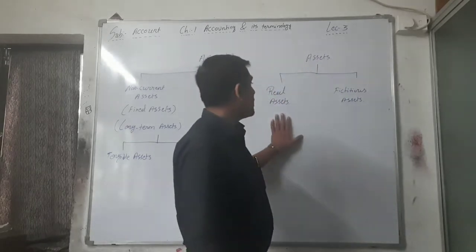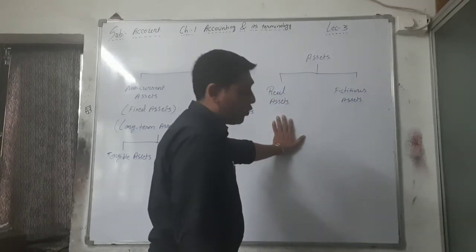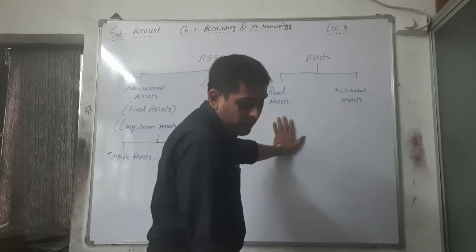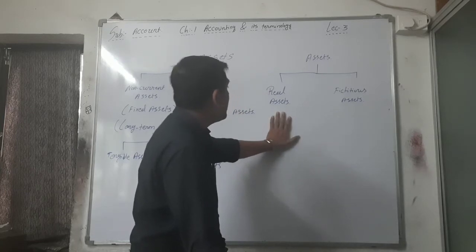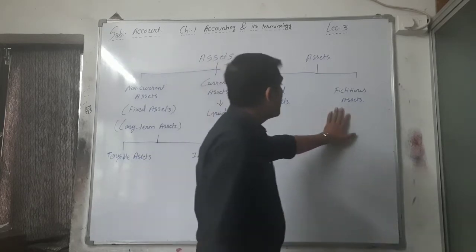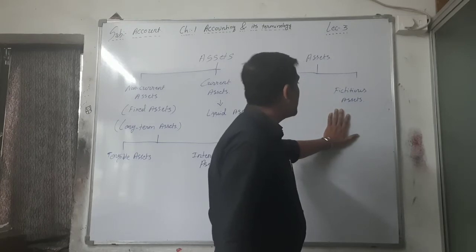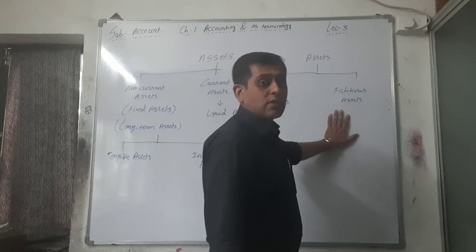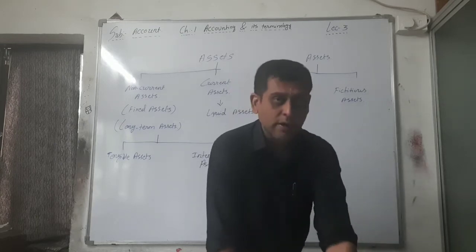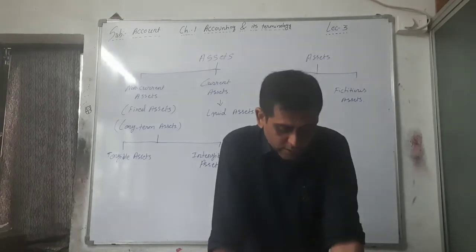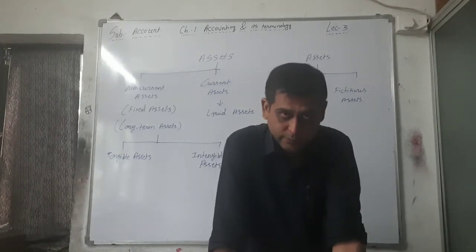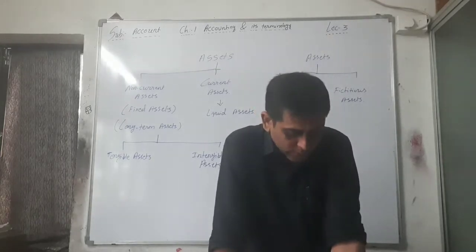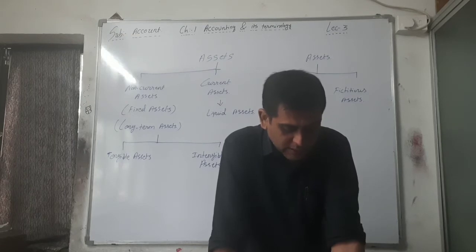Like that, real assets have value, or you can say economic value. Assets that have value in reality are called real assets. An asset that does not have a value in reality, or you can say no physical existence, is called a fictitious asset. Okay, now first of all, again read real assets. These assets have market price, physical value, which means they have realizable value.